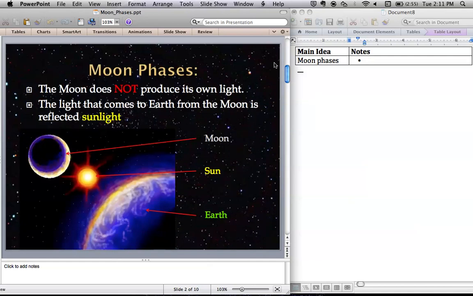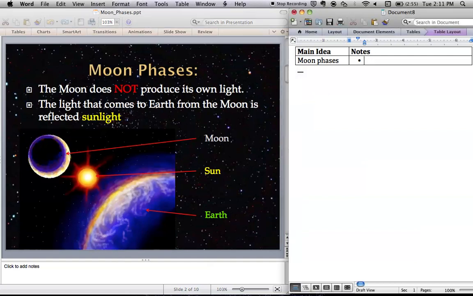So our first key piece of information is that the moon doesn't make its own light. The only light that we see from the moon, or moonlight, is reflected sunlight. So the moon only reflects light from the sun. Right? It doesn't make its own light. It's not like the sun that produces its own light.